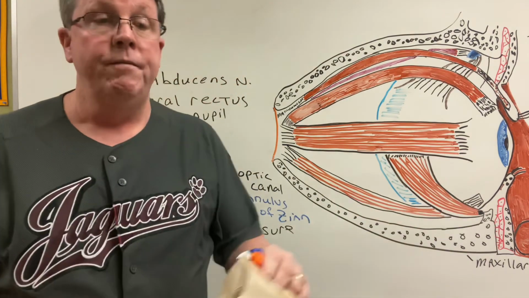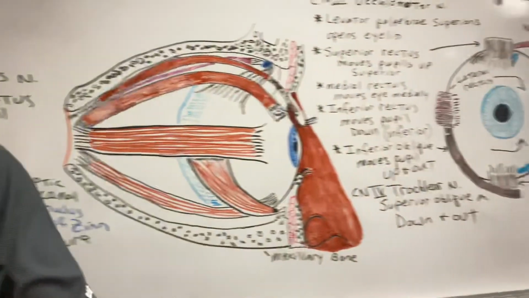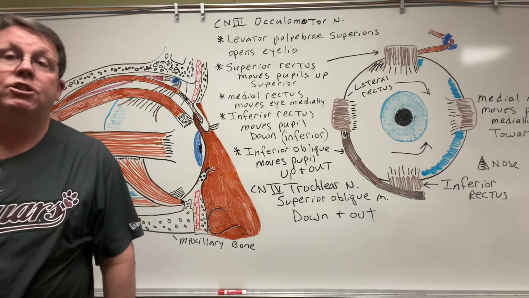That's the inferior oblique. So that's it for the extraocular muscles. Let me move this over here because I want to leave a little shot of everything we wrote. That's it for the extraocular muscles.